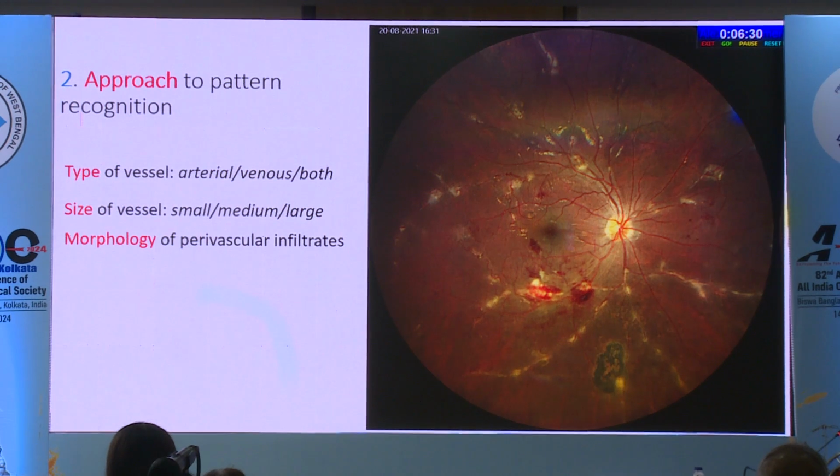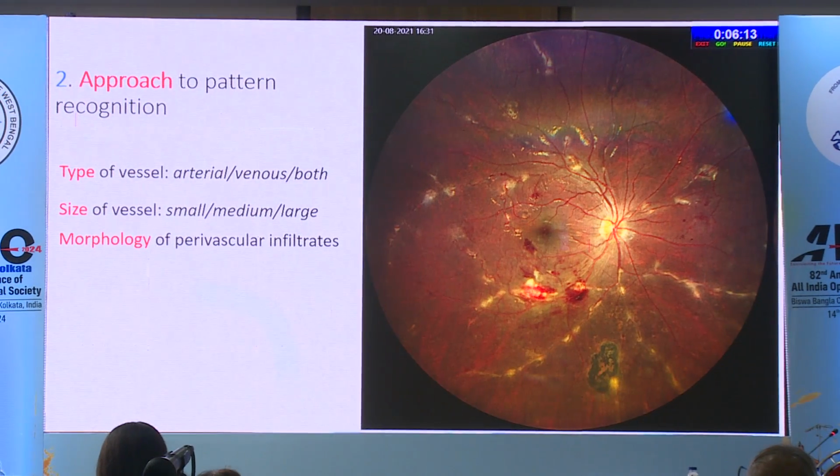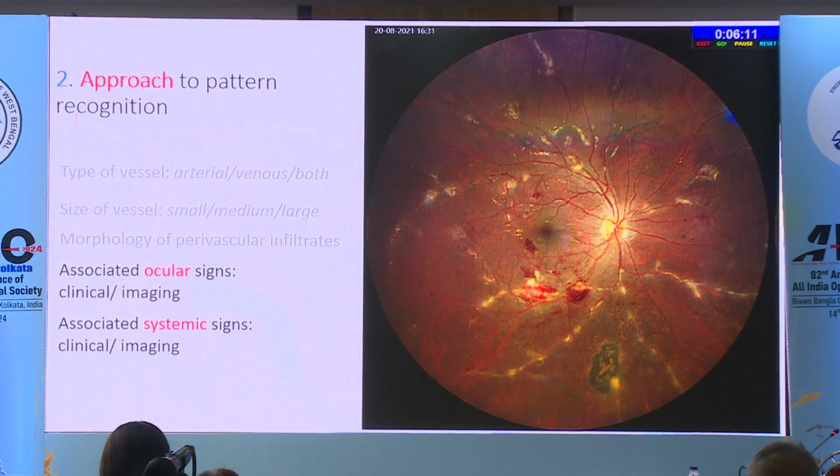Now, how do we go about looking at these patients? First, find out what type of vessel is involved. Is it the arteriole or the veins or both? What are the sizes of the vessels, mainly the capillaries or the medium or larger vessels? What is the morphology of the infiltrates? And I'll come to it in a while. And once you have characterized the vasculitis, see what are the other ocular signs and what are the other systemic signs in the patient.